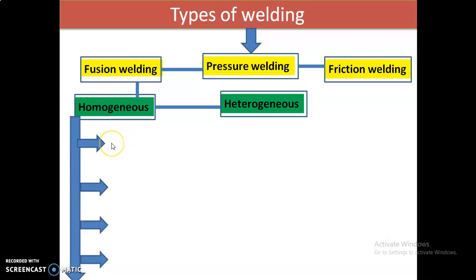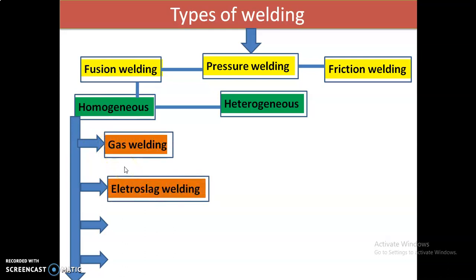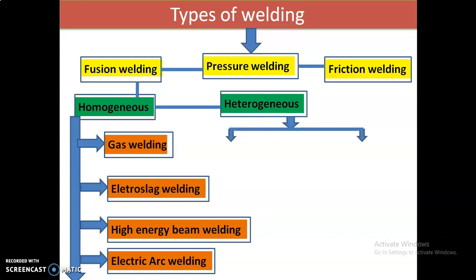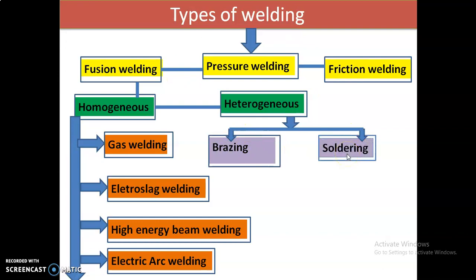Number 1, gas welding. Number 2, electroslag welding. Number 3, high energy beam welding. Fourth one, electric arc welding. Coming to the heterogeneous welding, under heterogeneous welding we have two types of welding processes. The first one is brazing and the second one is soldering.